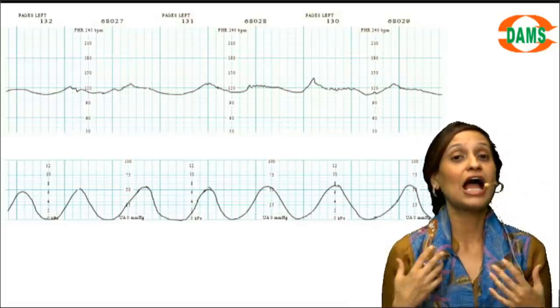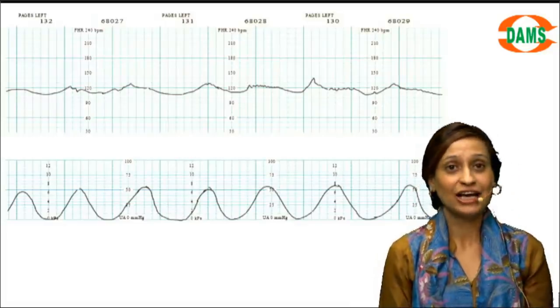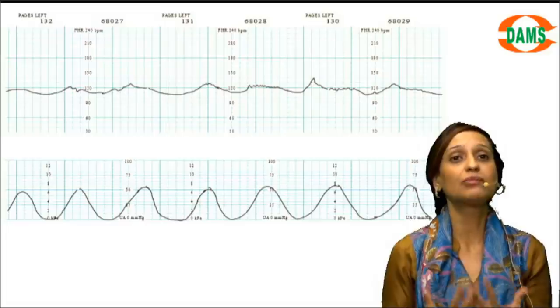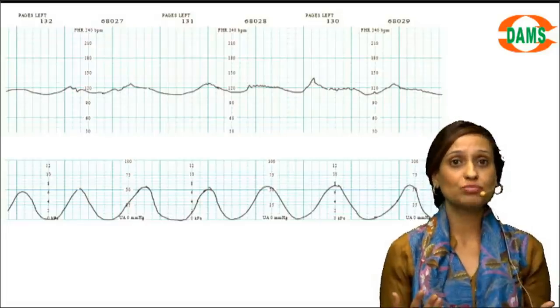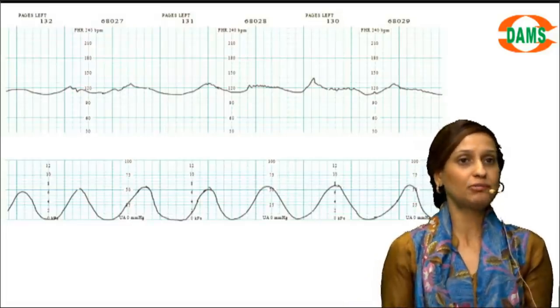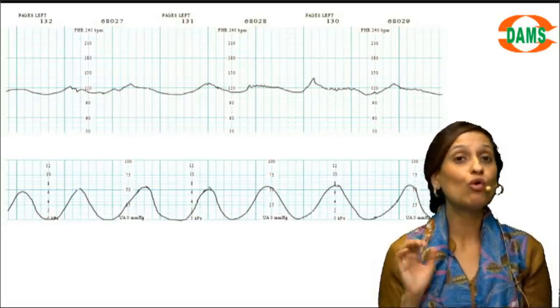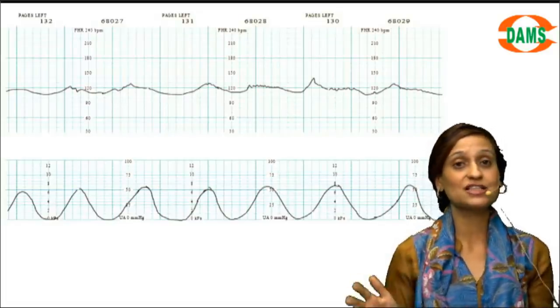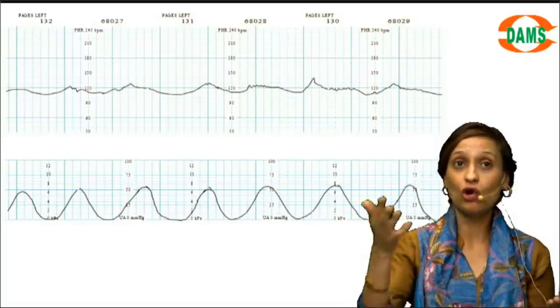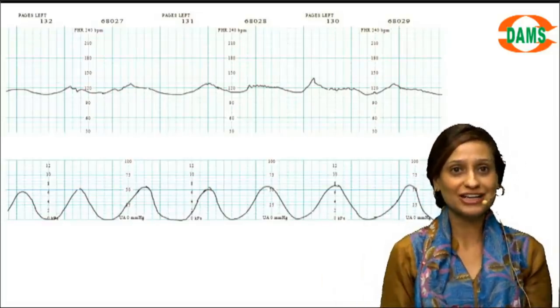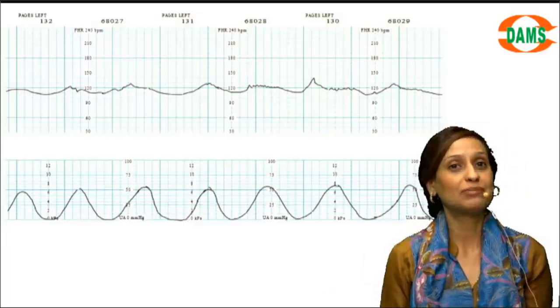This is hyperstimulation, right? So it is a uterus which has been hyperstimulated because we were giving her oxytocin. So probably oxytocin has not been well monitored. So you are seeing more than 5 contractions in a span of 10 minutes, along with a dip in the fetal heart rate, which is how you describe hyperstimulation.